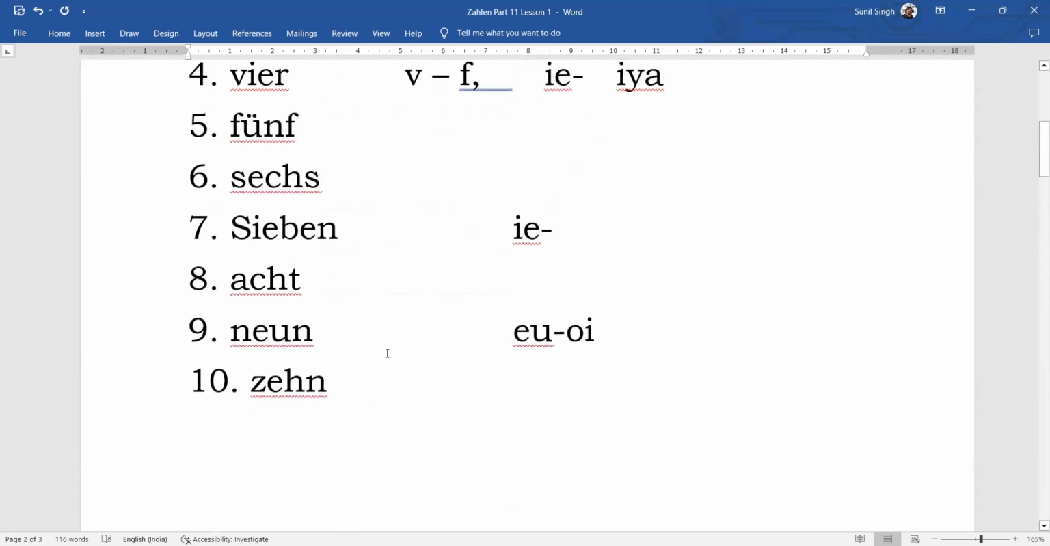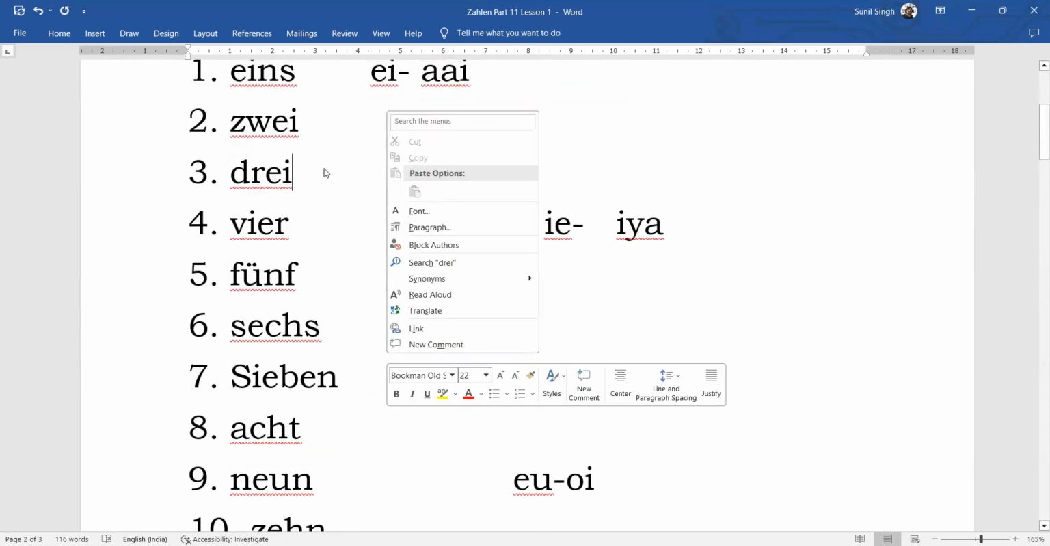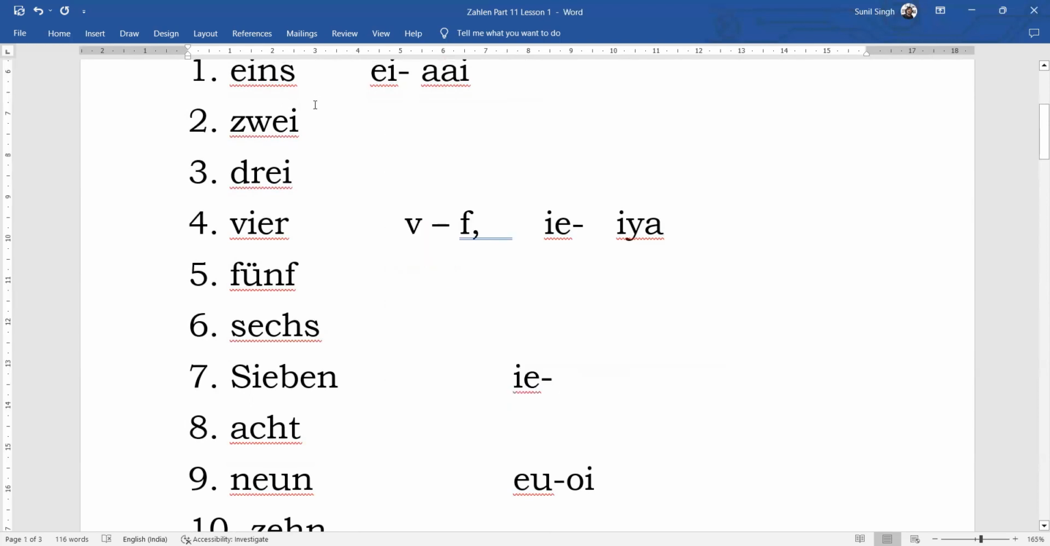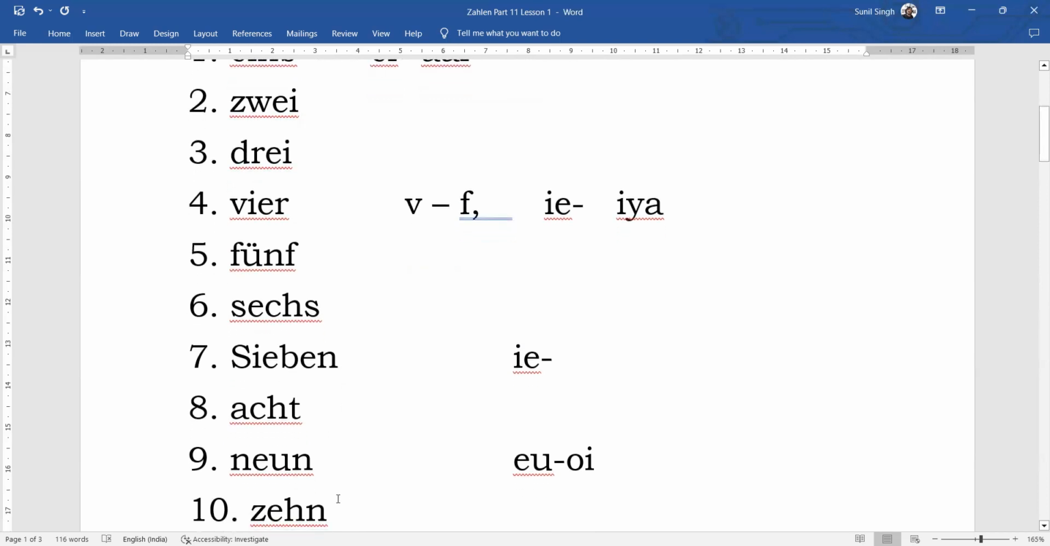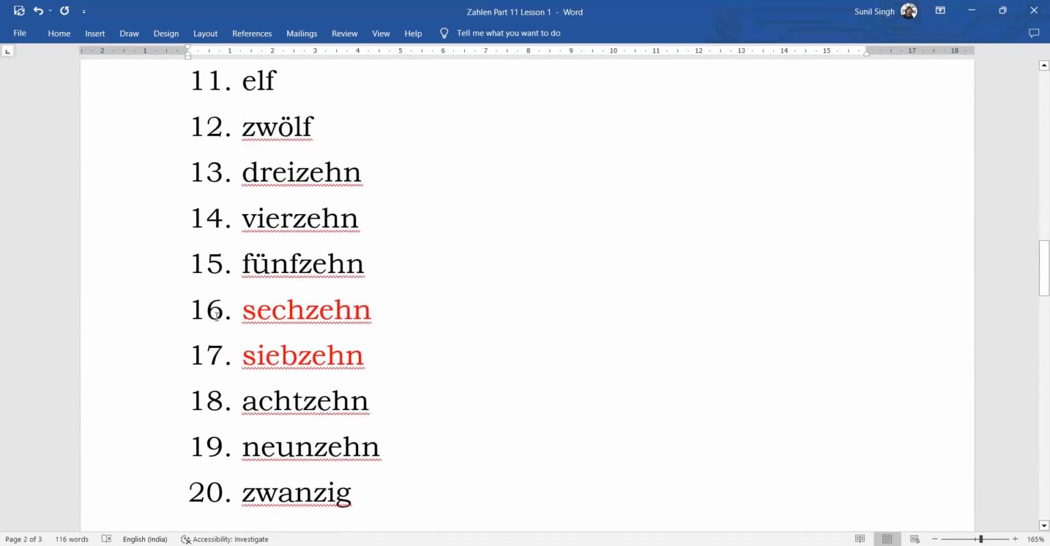We'll do it again so that you can memorize it, and pay special attention to the spelling. Eins, zwei, drei, vier, fünf, sechs, sieben, acht, neun, zehn, elf, zwölf, dreizehn, vierzehn, fünfzehn, sechzehn, siebzehn, achtzehn, neunzehn und zwanzig.